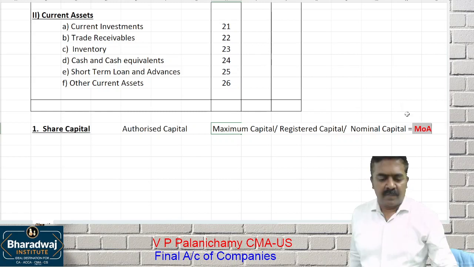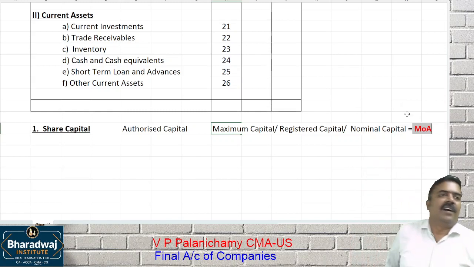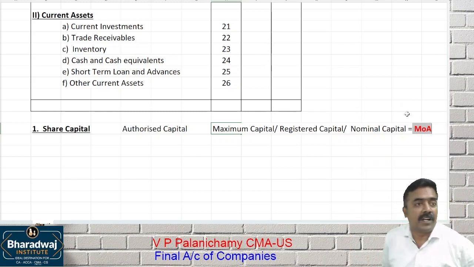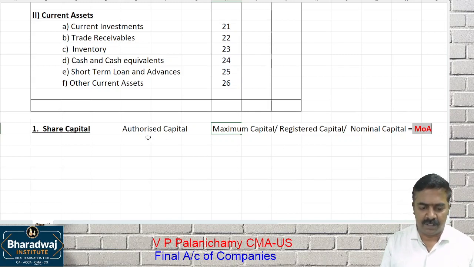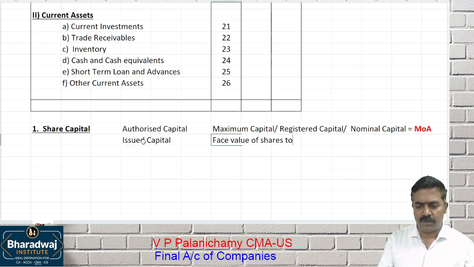What is the thing we learned? Authorized capital. It will be there in the memorandum of association, the company's document. Authorized capital. Wait. Issued capital. Issued capital is nothing but the face value of shares issued to public for subscription.